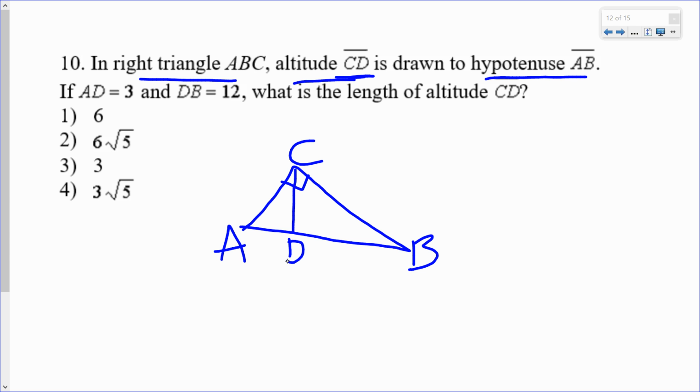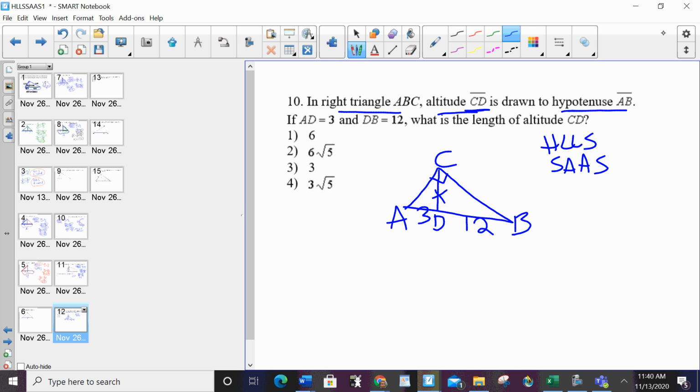So at this point, you should have done number 10 on your own. I'm going to go over it now. AD is 3, DB is 12. It's asking for CD. I recognize this picture as Hill SAS. To determine if it's Hills or SAS, is there a leg involved or an altitude involved? There's an altitude involved, so it's SAS.